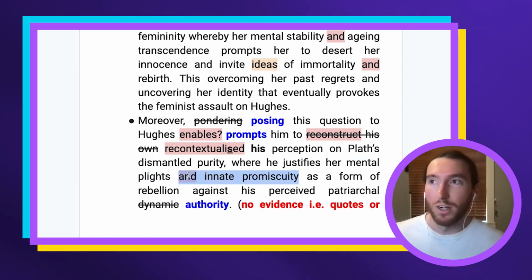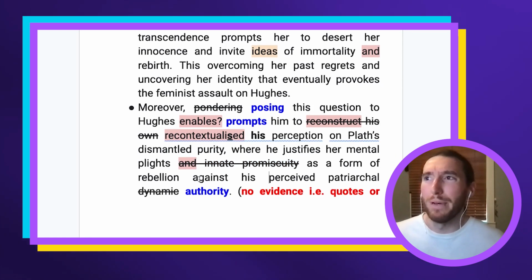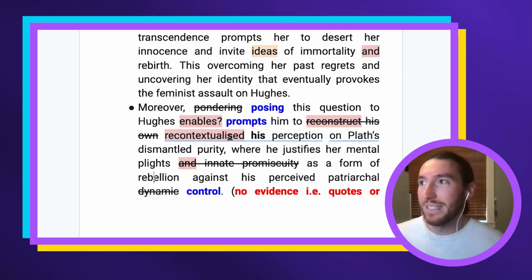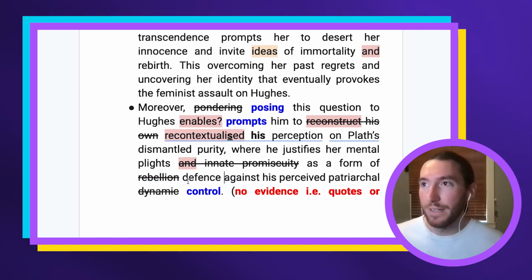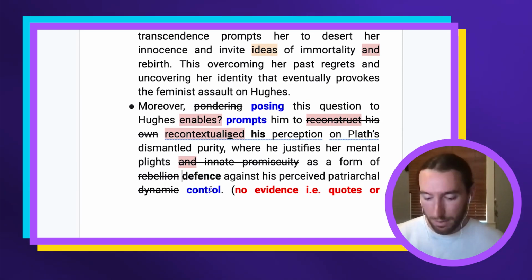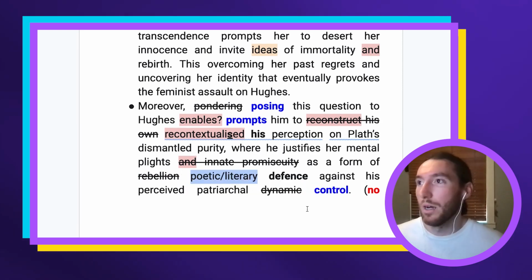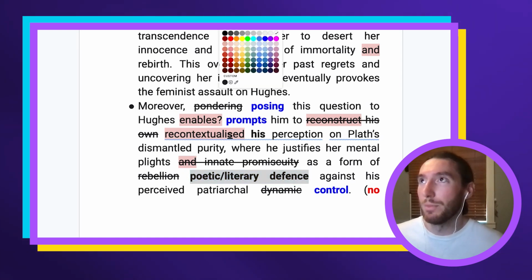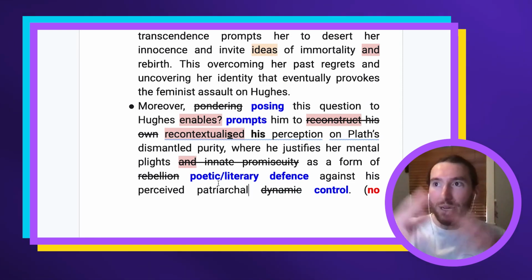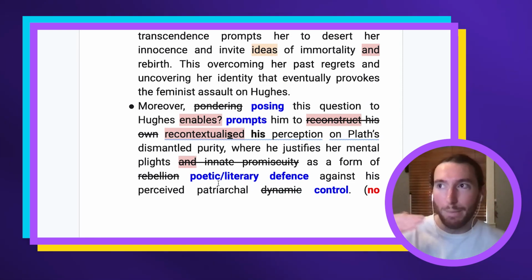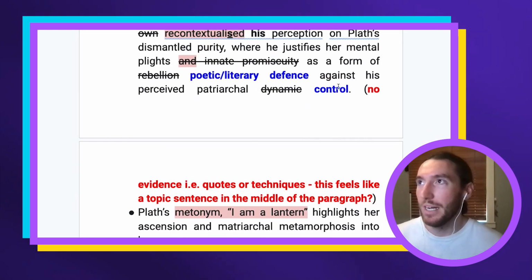You pick which one works better for you, as a form of rebellion against his perceived patriarchal authority or even control. Yes, he is trying to resist that, right? As a form of defense, you could even say, would sound nice. I think you've used defense somewhere else as a form of poetic or literary defense. Okay, so we would want to add that in to be a little bit more specific about the type of rebellion. Rebellion is one of those kind of big abstract concepts. Better if you say something like a poetic defense. That is a little bit sharper, it's tighter, it's more specific. And then you go from there.